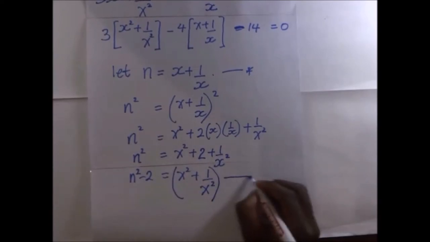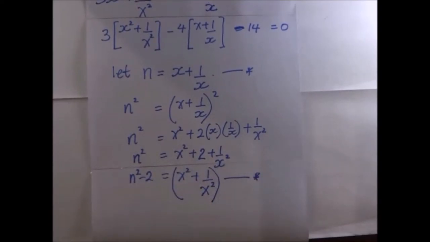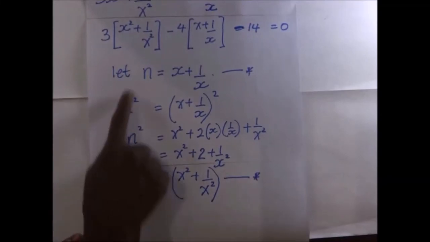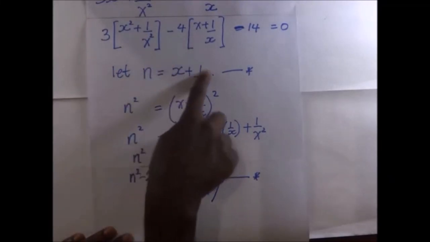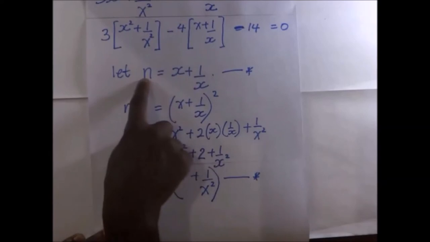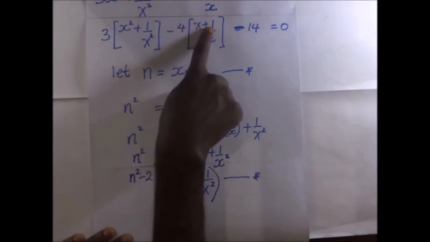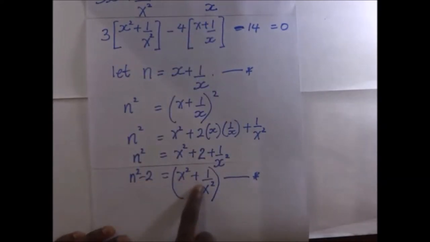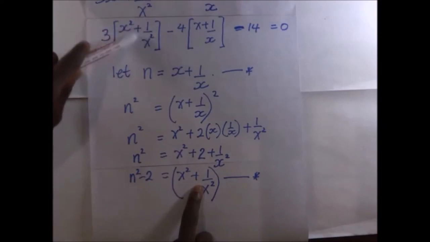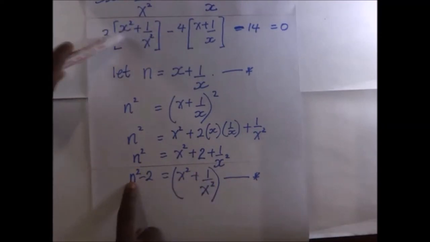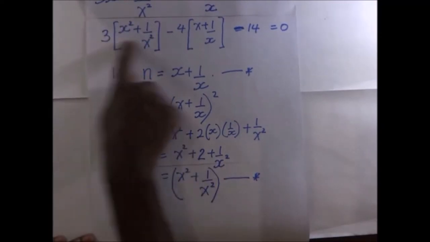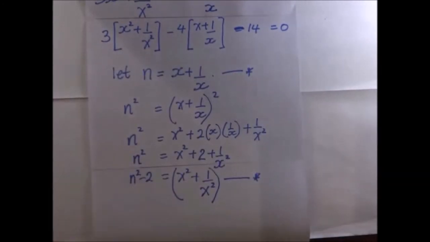So meaning that we have that expression as well. So what we do here is that we are going to substitute this, x plus 1 over x, this value of n, in that expression there. Then here we substitute this value of n for x squared plus 1 over x squared, we put there n squared minus 2, so that our equation becomes simpler and we find the value of n.